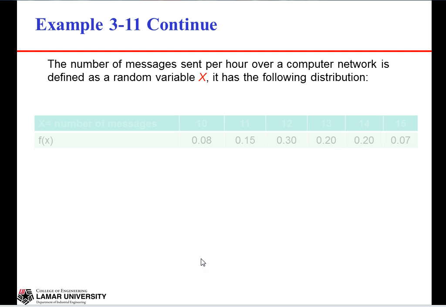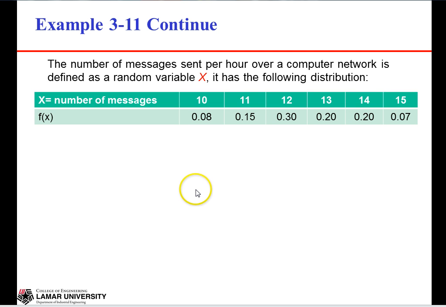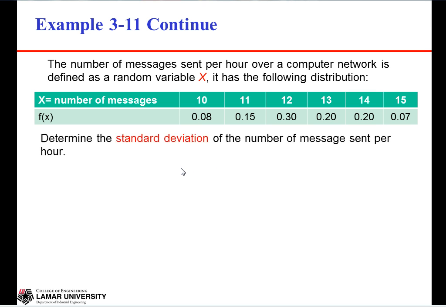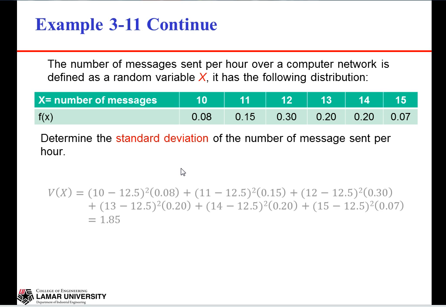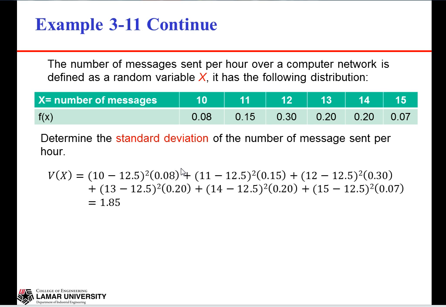Let's still use the same random variable we used to calculate the mean to illustrate the way we calculate the variance. Here we want to determine the standard deviation of the number of messages sent per hour. To do that, we first need to calculate the variance of the variable x. And here let's first use the first method. So for each individual possible value of x, before you calculate the variance of x, you have to first calculate the mean.